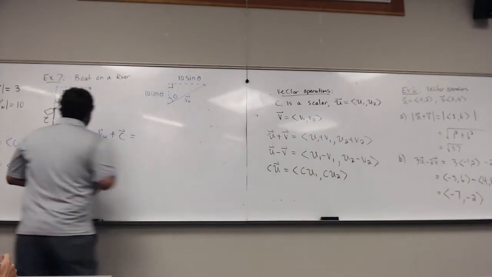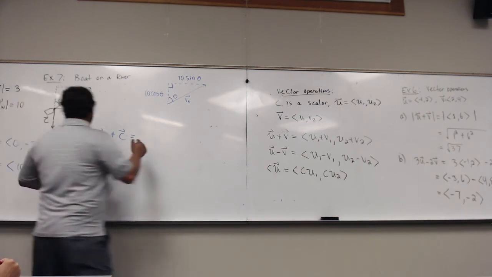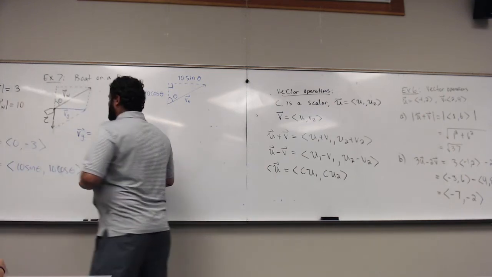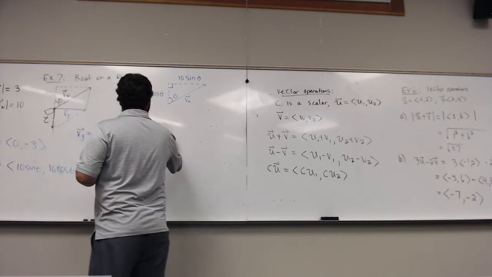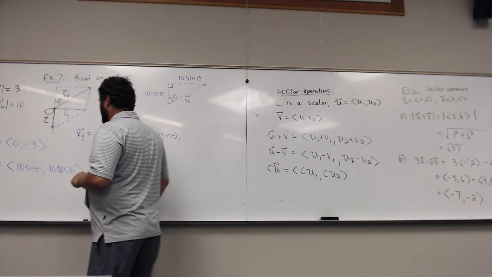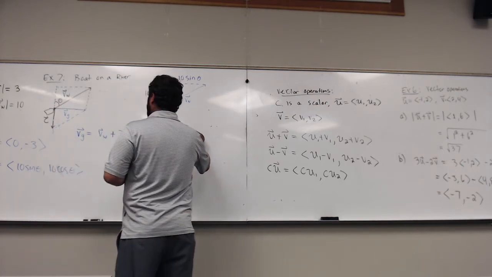Okay. So now the velocity of the boat relative to the ground, that's really the sum of the original speed and direction of the boat plus the current acting on the boat. That'll give us our resulting speed and direction. So we'll add those two vectors together. So I'm just adding components. 0 plus 10 sine theta is going to be 10 sine theta. And then negative 3 plus 10 cosine theta.